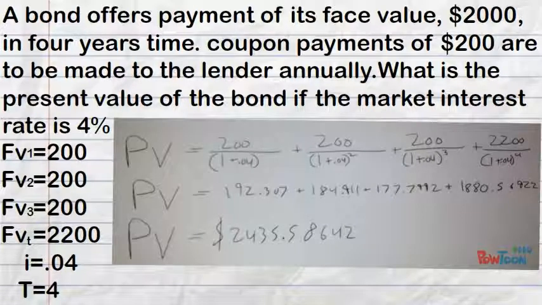When we put that all in, we get a value of 2,435. Essentially what this value means is that in the current day, you should not pay more than $2,435 for a bond under those terms. If you pay less, it would be worth it, but with the market interest rate as 4% and the regular coupon payments, it would not be worth more than that.